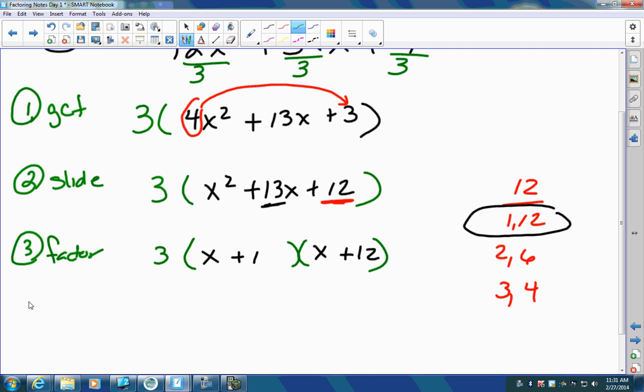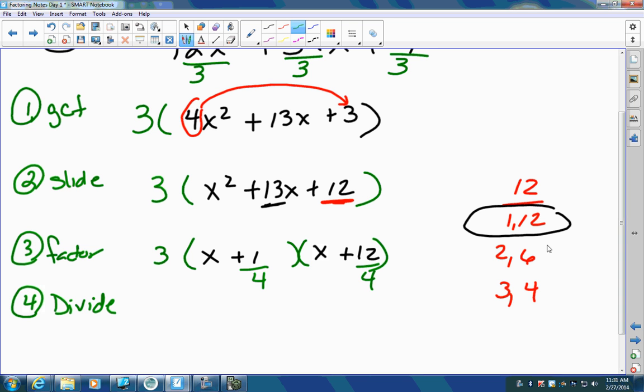Now don't forget the divide. You have to divide by that number you slid in the beginning. If you slide a number, you have to divide by it. The first one you didn't slide. There was a 1 in front of the x squared. So now I'm going to divide by 4.